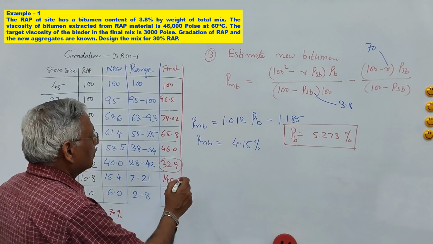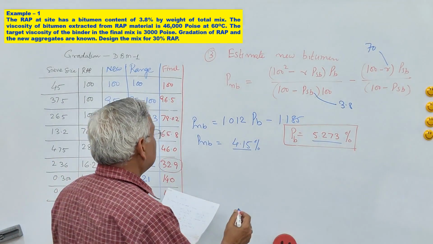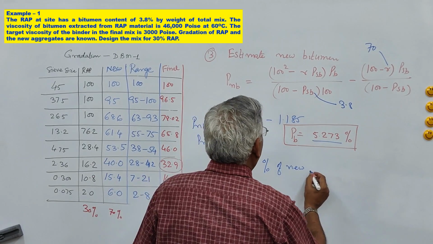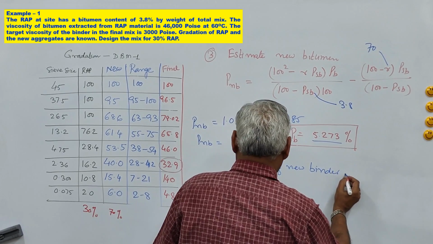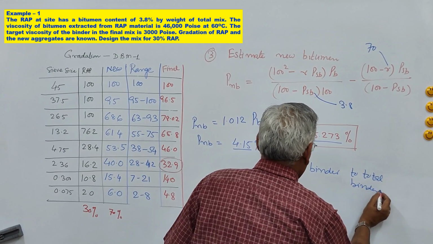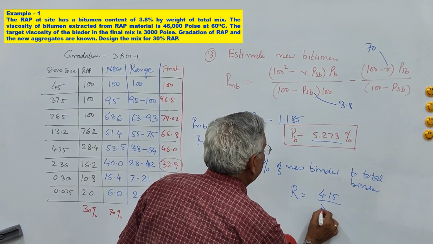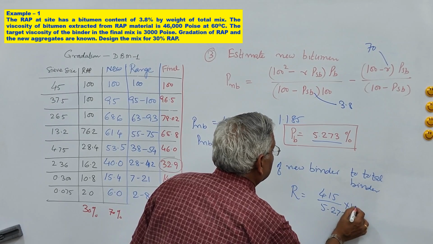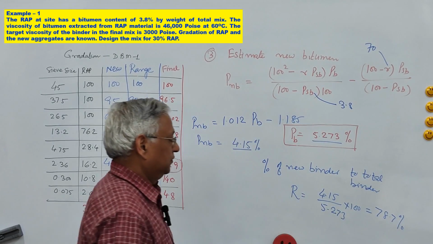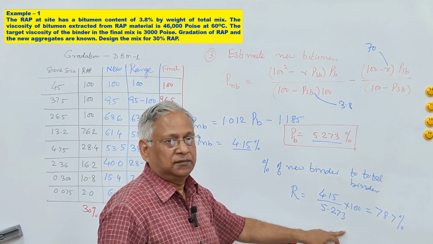5.273%. Now, this is the new binder, this is the total binder, and therefore the percent of new binder in the recycled mix, new binder to total binder, will be capital R, that is 4.15 divided by 5.273 into 100, and this is equal to 78.7%. 78.7% is the ratio of new binder to the total binder.